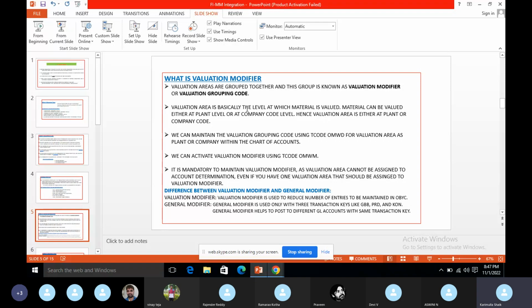What is the difference between valuation modifier and general modifier? These fields we will have in OBYC. Valuation modifier is used to reduce the number of entries to be maintained in OBYC. General modifier is used only with three transaction keys, which are GBB, PRD, and KON. General modifiers will help to post to different GL accounts with the same transaction key.